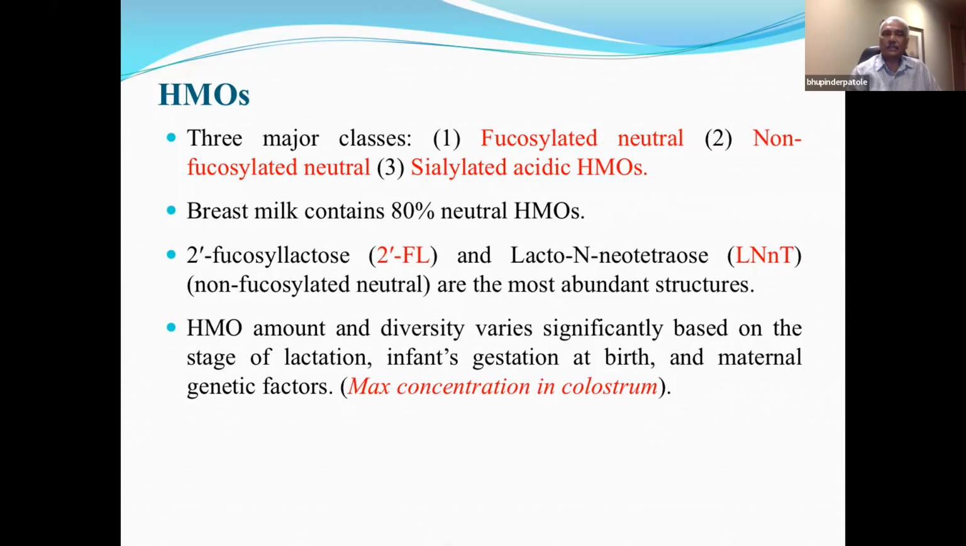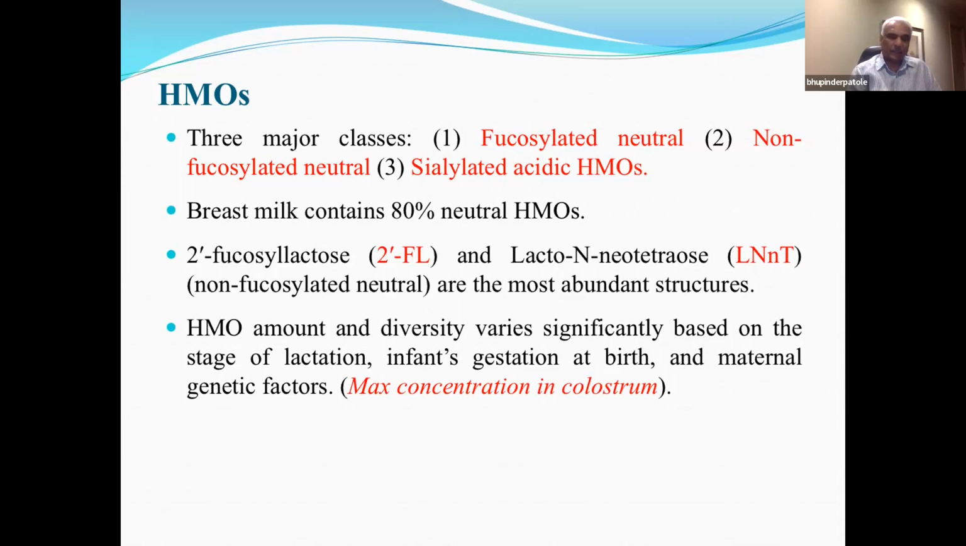2-fucosyllactose, abbreviated as 2FL, and lacto-N-neotetraose, slightly complicated to remember, are the most abundant HMOs in the milk. Fortunately, 2FL, 3FL, and when it comes to sialylated acidic HMOs, 3SL and 6SL, have been manufactured in the laboratory close to the natural structure. So the research is going to expand more on 2FL, 3FL, 3SL, and 6SL, so we need to keep track of that.